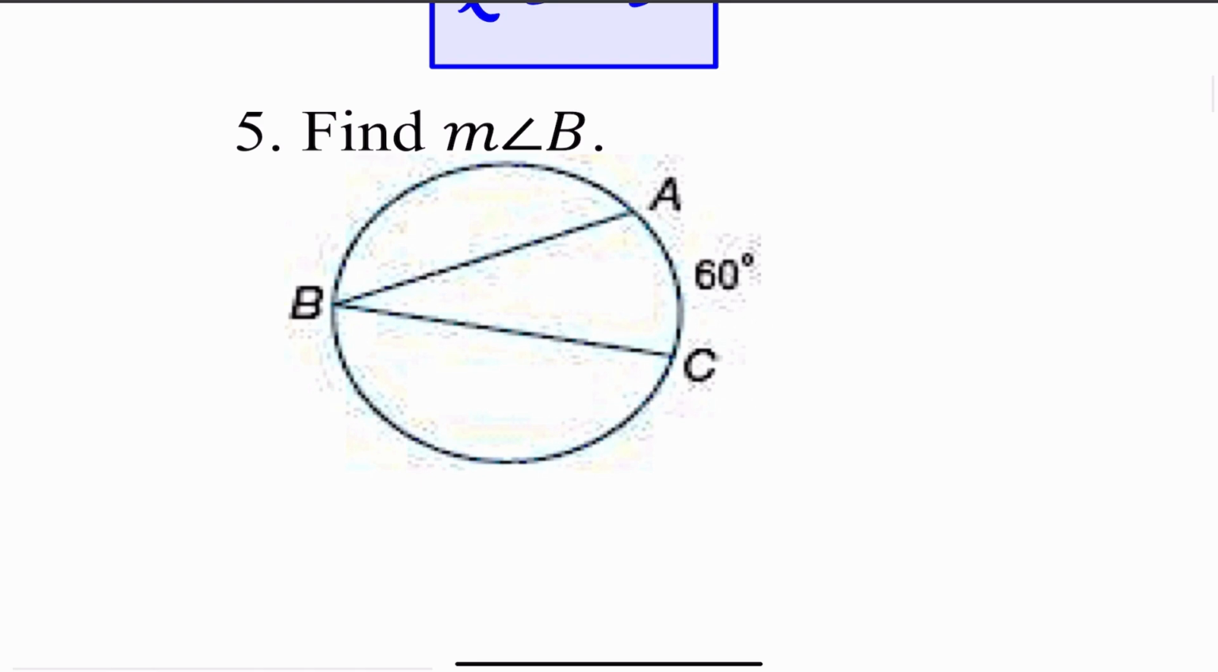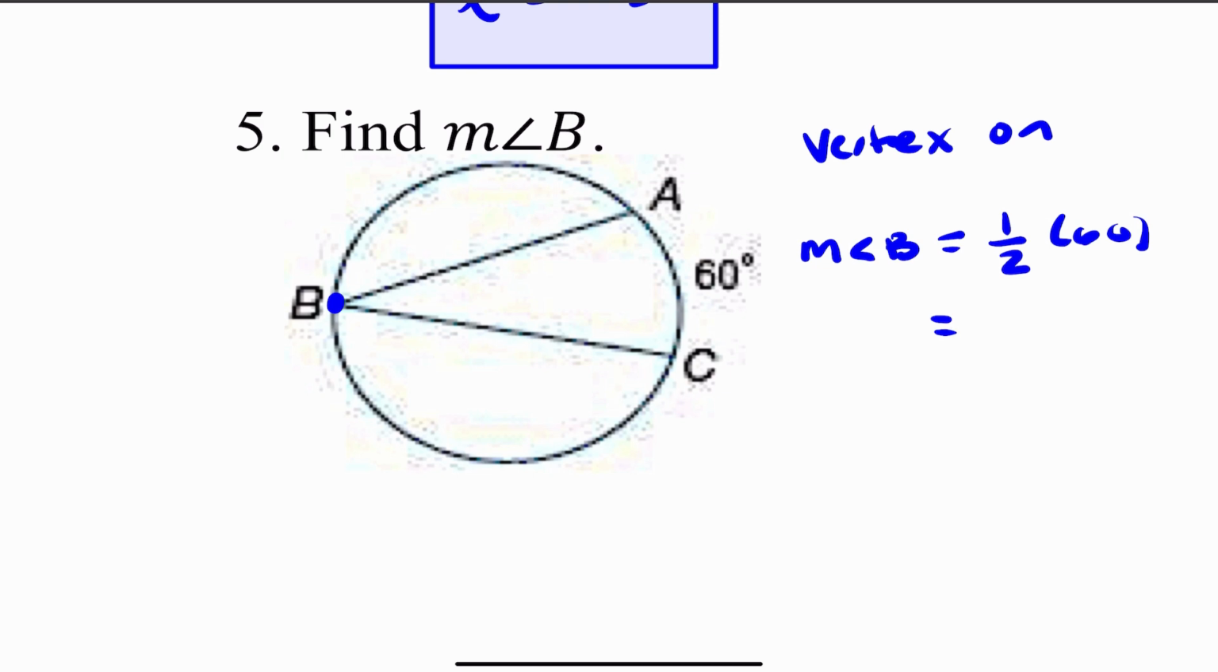Number 5, find the measure angle B. Okay, so we have an angle inscribed in a circle. Note that the vertex is on the circle. So if the vertex is on the circle, you have to remember that this angle here is half of this arc. So the measure of angle B is 1/2 of the measure arc AC, which is 60 degrees. Therefore, the measure angle B is just 30 degrees. Very simple.